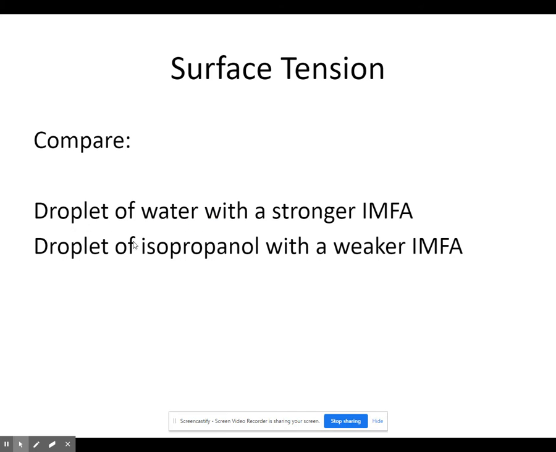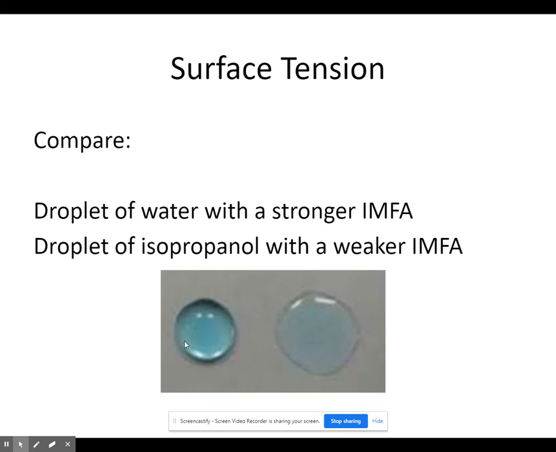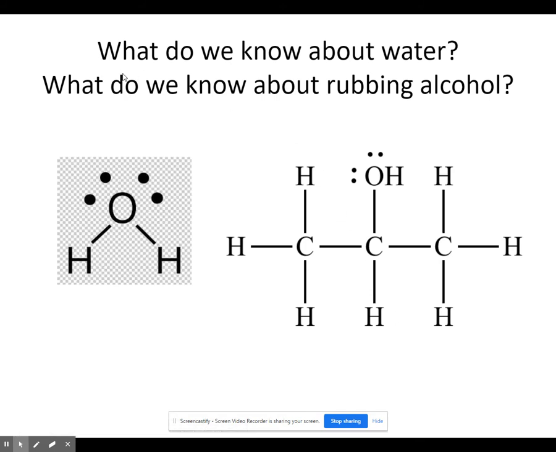So if we compare a droplet of water with stronger intermolecular forces, we're going to see that water has this round shape and it sticks together. It's much more cohesive. This is our droplet of isopropanol, which is an alcohol. It's still polar, but it's less polar. It has a weaker force of attraction. So our shape is much flatter, it's spread out. It doesn't have the high surface tension that water has. Again, here are the Lewis structures for water and rubbing alcohol. You can see that water has this polarity. Alcohol is a polar group, but it also has these long carbon chains. So you can see that it's less polar than our water molecules.